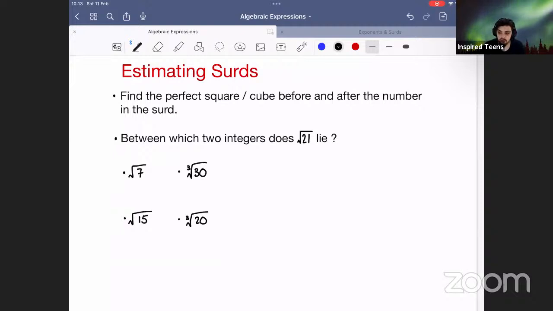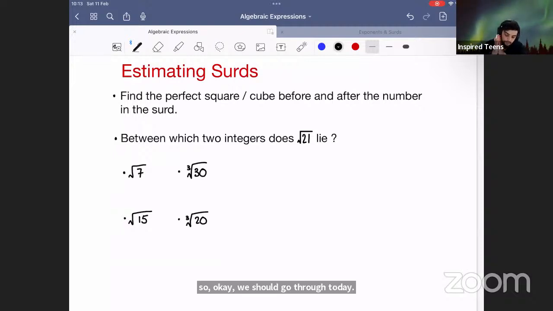Okay. So, okay, we should go through it today. Okay, find the perfect square or cube before.